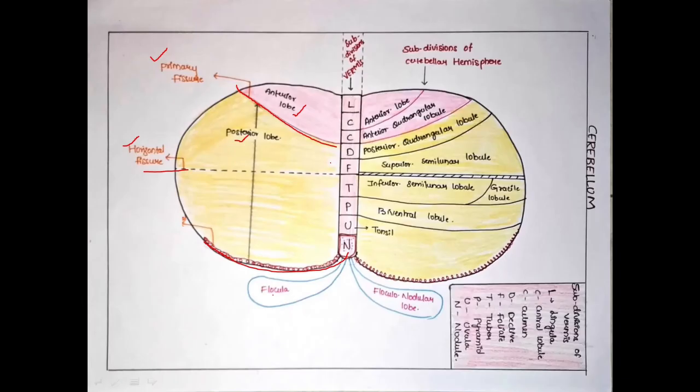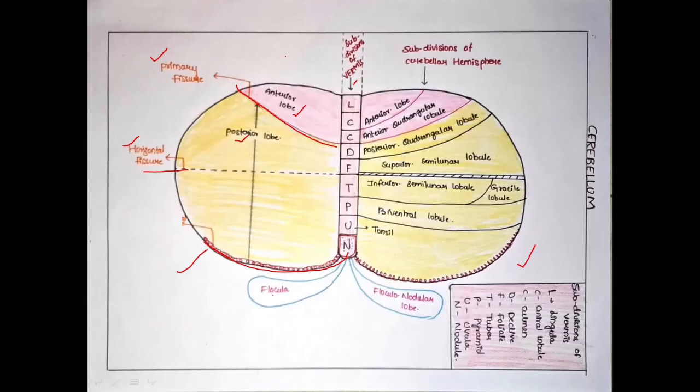So now this is one side half, the right cerebellar hemisphere. This is the other half, the left cerebellar hemisphere. In the middle, we will have the vermis. In the vermis, we will be studying the subdivisions of the vermis. So I have mentioned them in short forms.